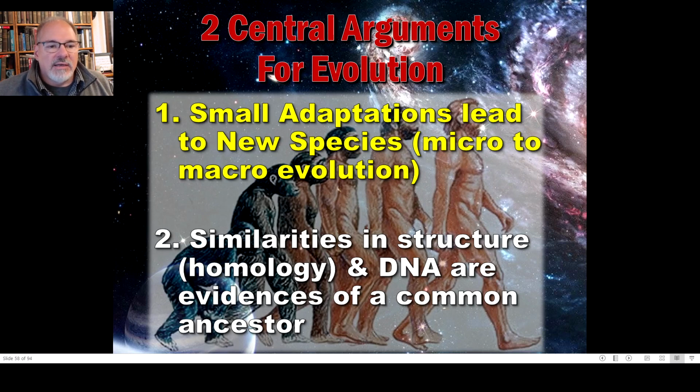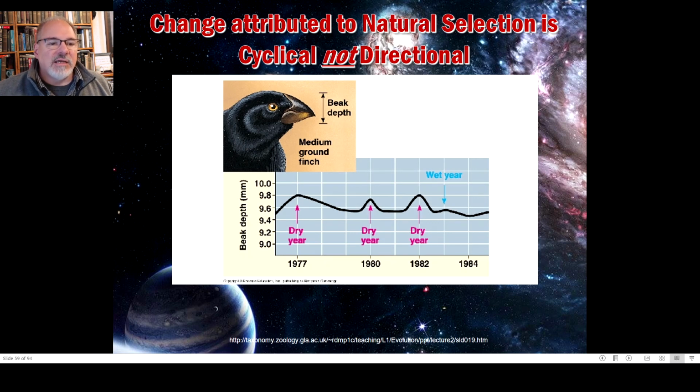So first we'll look at the small adaptations to new species. So this is the mapping that talks about what Darwin discovered in his natural selection cyclical effect in the finches that were on Galapagos Islands. But what they've discovered actually since then is that it is cyclical and not directional. In other words, they go through a cycle depending upon the wet and dry times of the year.